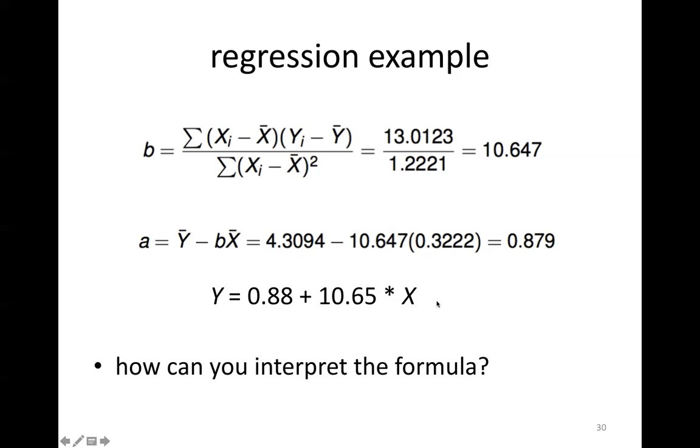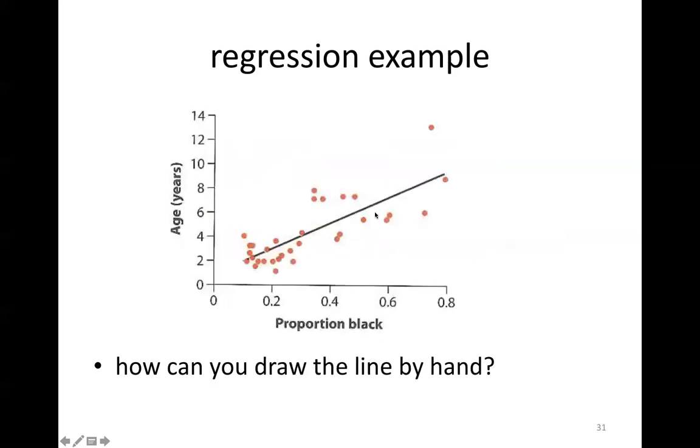So each unit of increasing proportion black will also lead to increasing age. That's what the formula implies. Of course, in reality, the biological relationship is the other way around. And we can also see that there's a positive relationship, right? As proportion black increases, age increases. And this is the curve there.